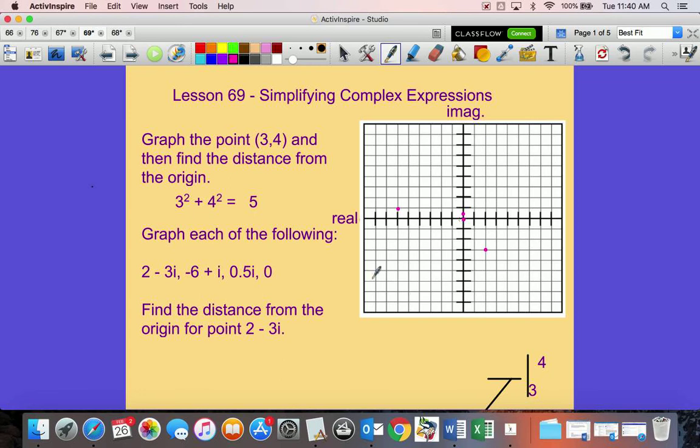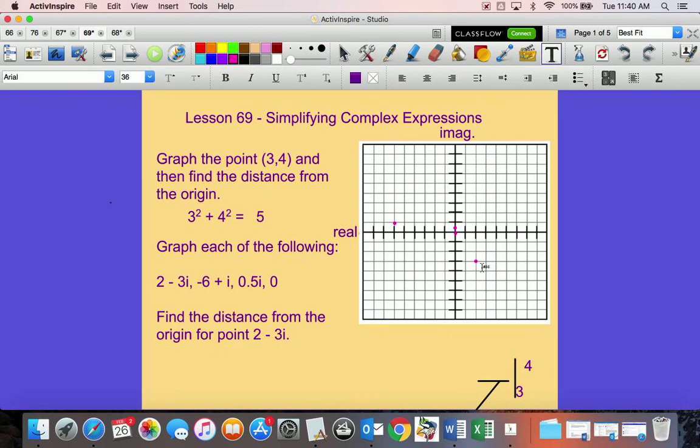Alright, what we would need to do for this is we should be labeling out these points. So this would be 2 minus 3i. Alright, just like you normally would, you don't have to put it into an ordered pair because it's assumed that if we put those there, that's what it would end up being. Alright, but you should do that for each one of these 4 as you put them on there.